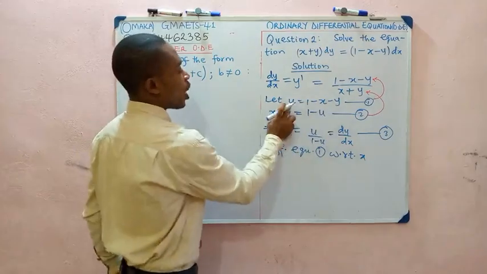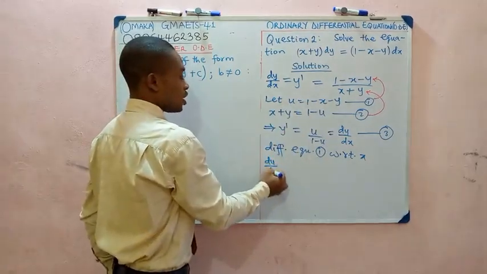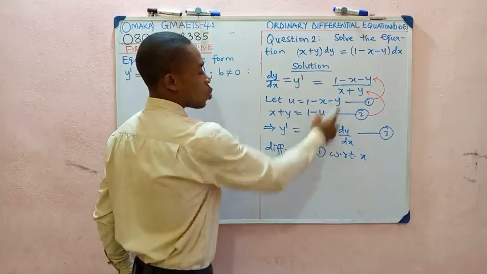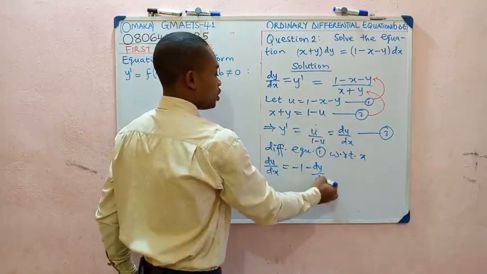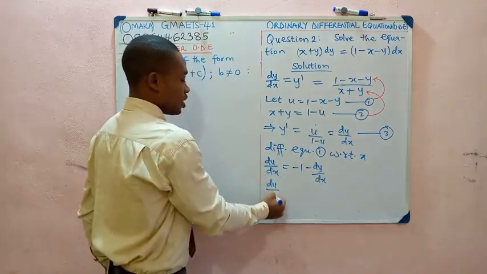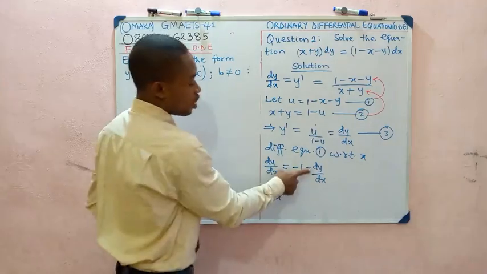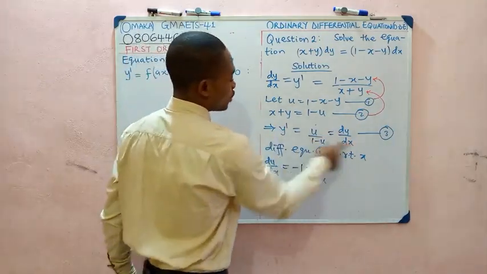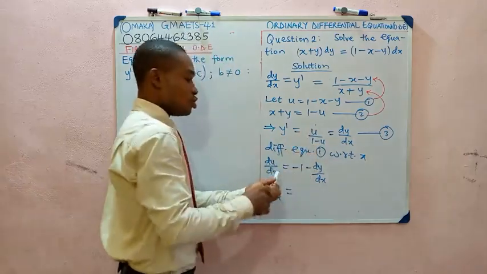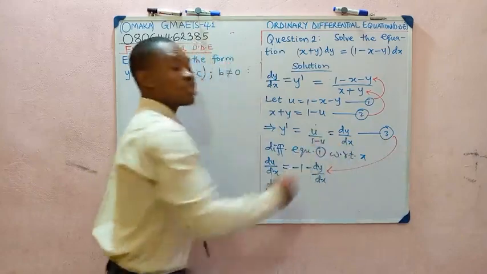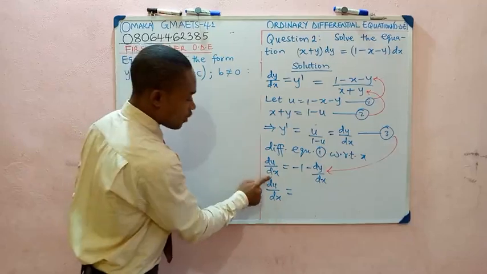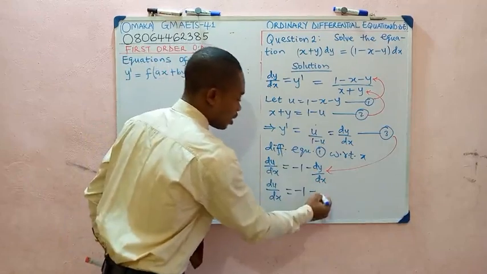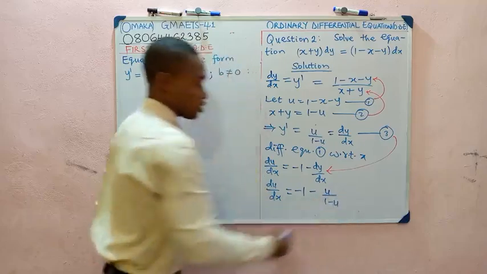If I'm differentiating equation 1, this with respect to x will give me du over dx equal to, differentiate this one, you get 0. Differentiate minus x, you get minus 1. Differentiate minus y with respect to x, you get minus dy over dx. Therefore, du over dx will now be equal to, what do we do from here? We're going to replace this dy over dx with the value of dy dx. Remember that dy dx from equation 3 is u over 1 minus u. So this equation 3 will be substituted here. Is that okay? And if I do that, du over dx will now be equal to minus 1 minus, in place of this dy dx, I will fix in u over 1 minus u.